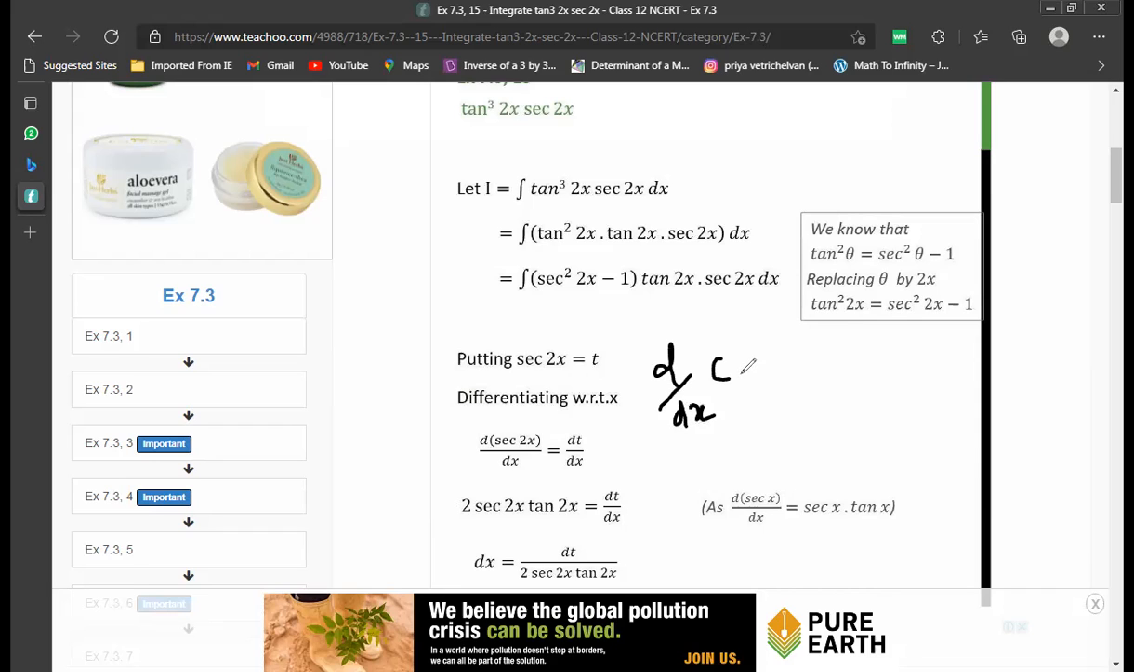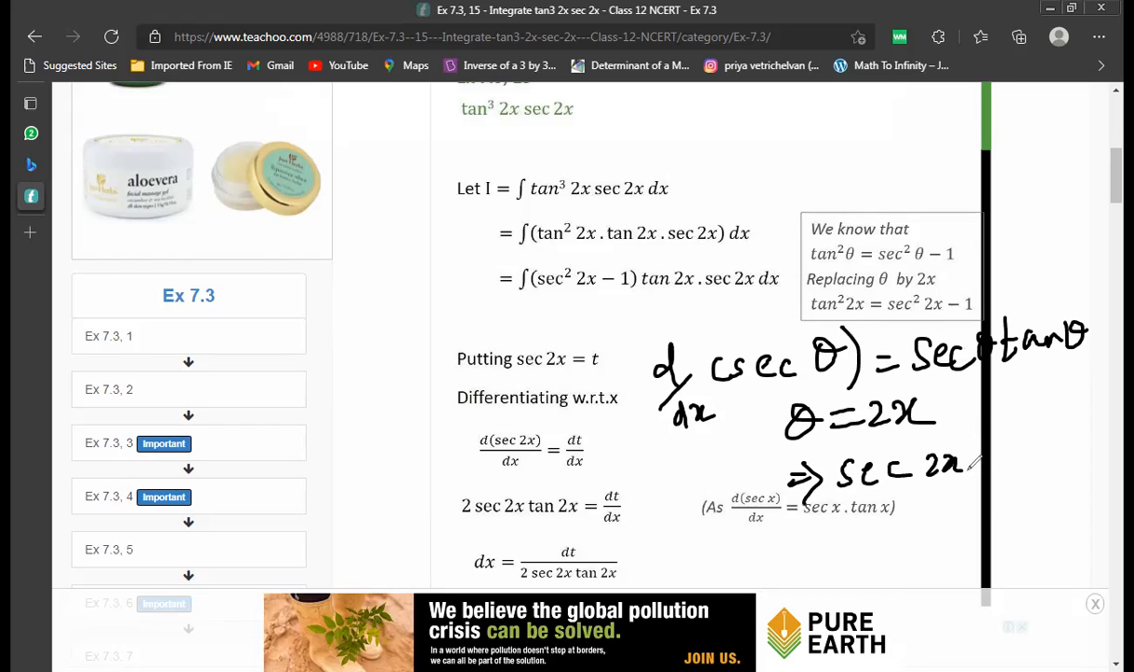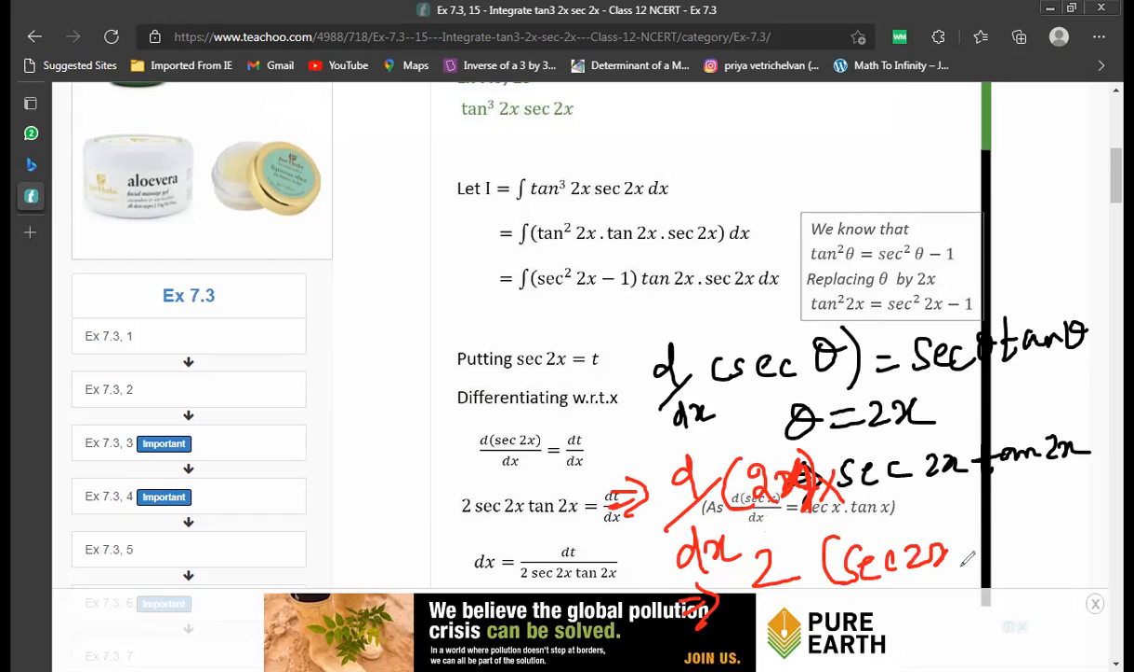I'll do it here. Differentiation of secant theta is secant theta tan theta, isn't it? I'm assuming theta as 2x here. So we'll have secant 2x tan 2x. And by using the chain rule, what is our assumption? The assumption is 2x. You have to differentiate your assumption and multiply with your answer. Differentiation of 2x will fetch you the result as 2 only. So it's 2 into secant 2x into tan 2x. Got it? That is why we have this result in this way. So from this, you can write dx as dt upon 2 secant 2x into tan 2x.